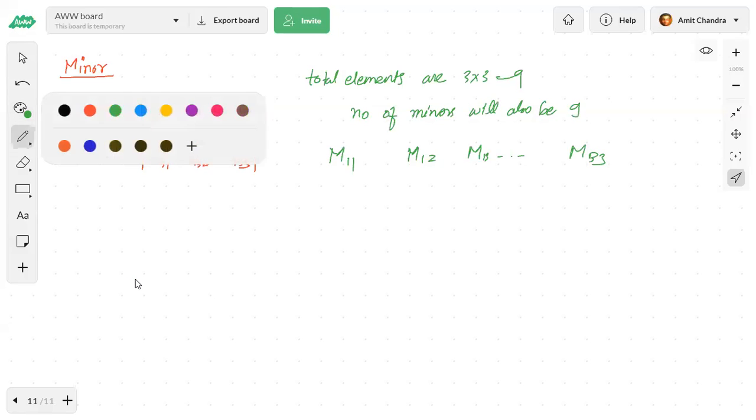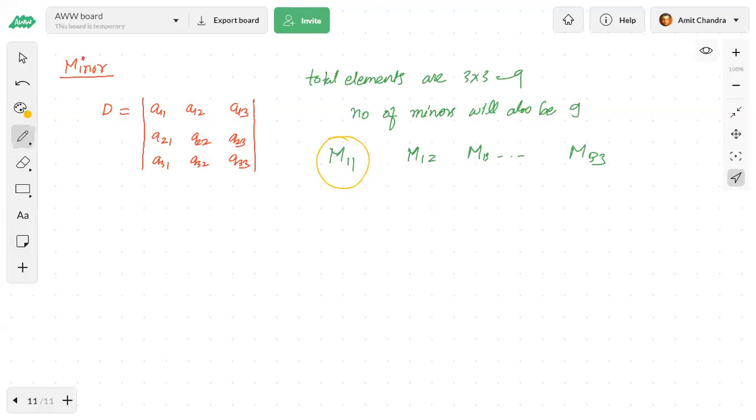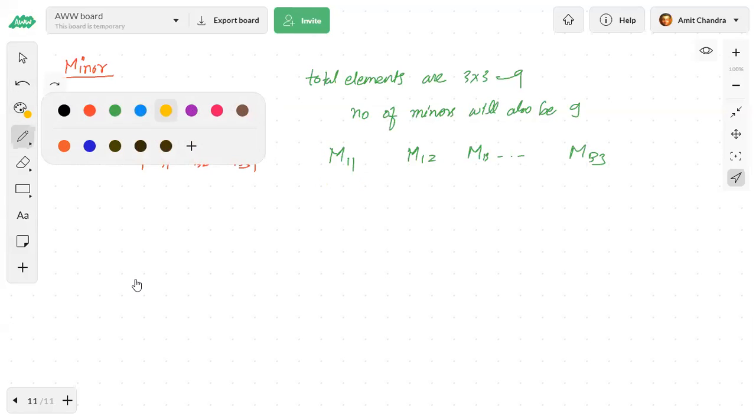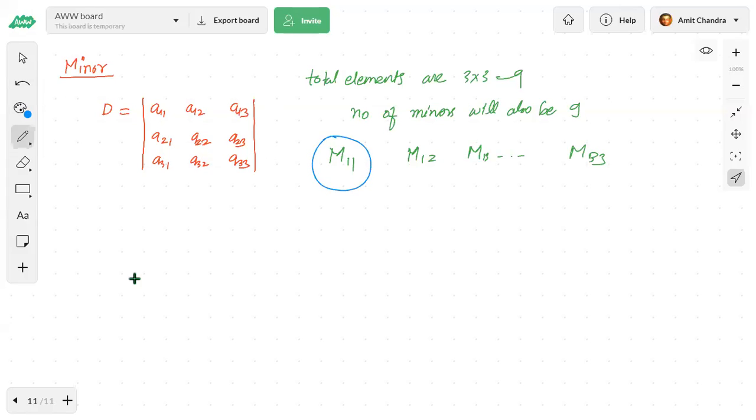Suppose you have to find the minor M11. For the element 1 and 1, I will remove that row and I will remove that column. Whatever is left out is this, and I will find the determinant of this small 2 cross 2 matrix. So M11 will be simply A22 into A33 minus A23 into A32. Simple as that.